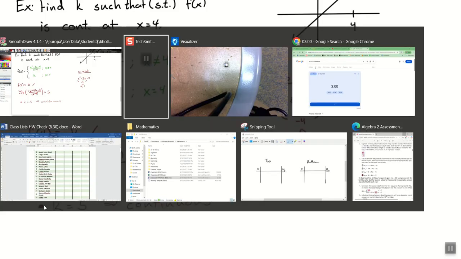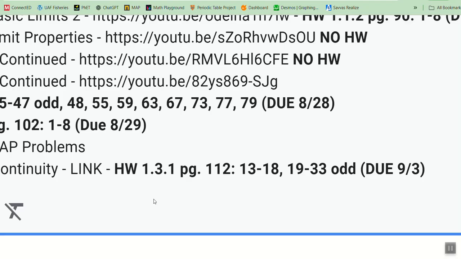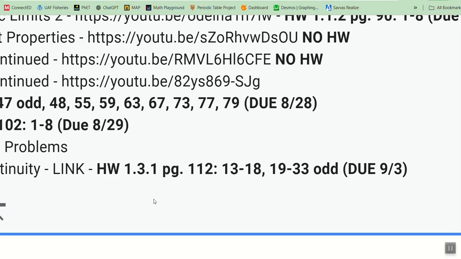So, this evening, we have homework 1.3.1. You will find homework 1.3.1 waiting for you on page 112. You get to work through problems 13 through 18, followed by 19 through 33. Tomorrow we will knock out the IVT. For anybody who's just been bugging for the last 40 minutes, it's the intermediate value theorem.